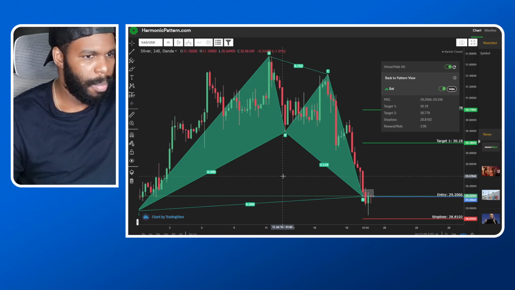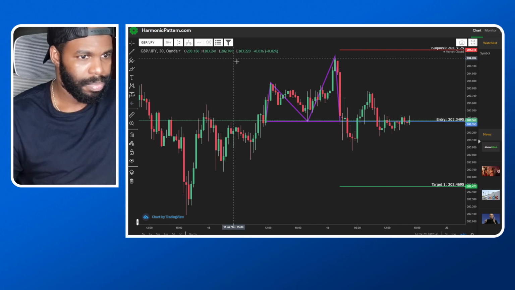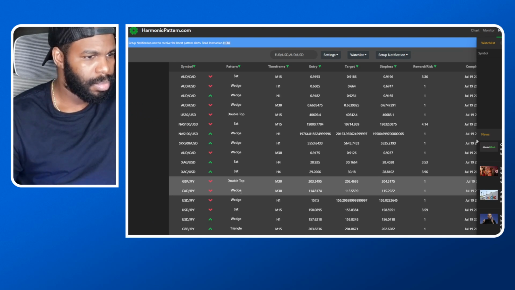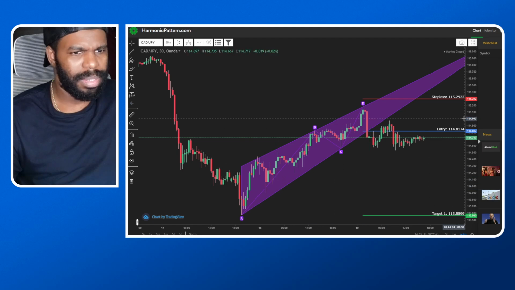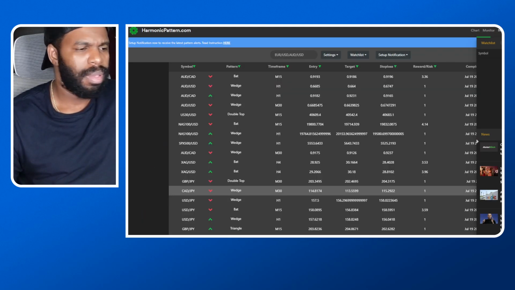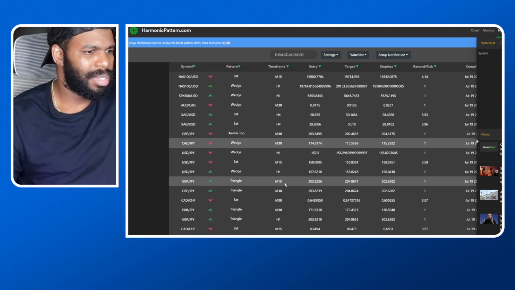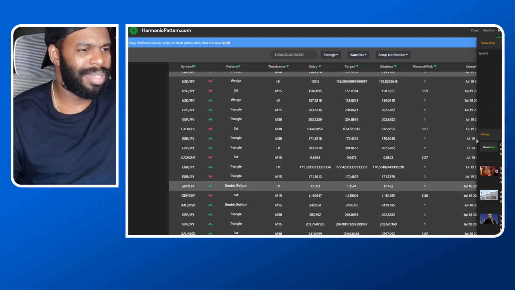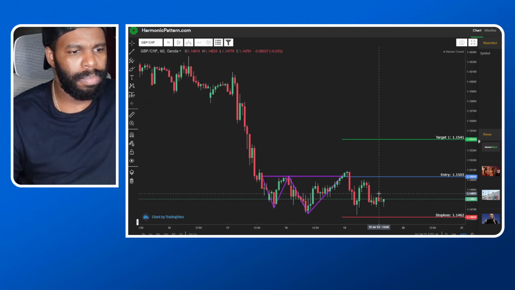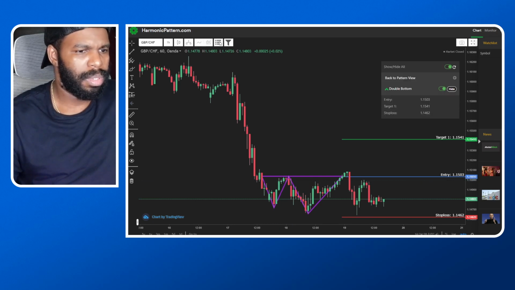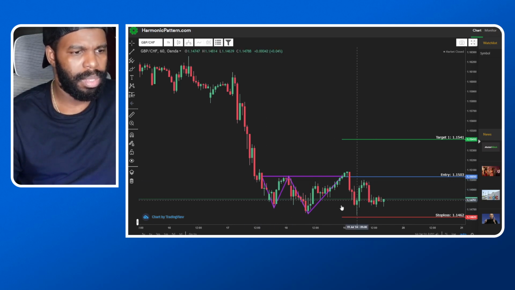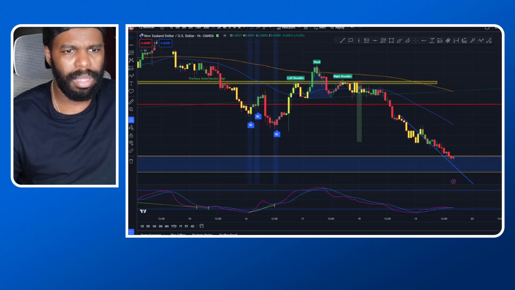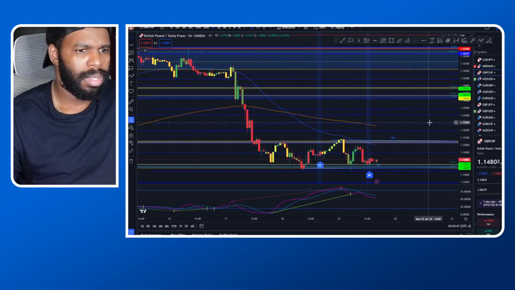Double top on GBP JPY. A wedge on cat. Okay, I can go on and on and on, guys. This is just something extra that you can add to your confluence when it comes to doing your own technical analysis. Okay. There's a double bottom here, right? There's a lot of rejection in this area. And by the way, I am looking for GBP CHF to go to the upside. See, as you can see here.